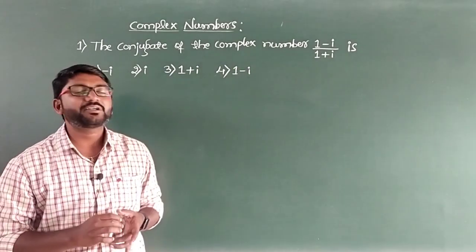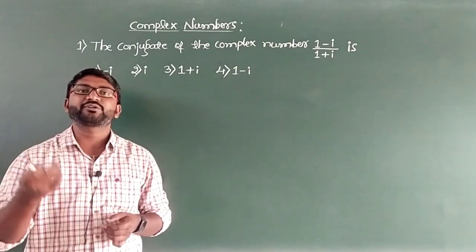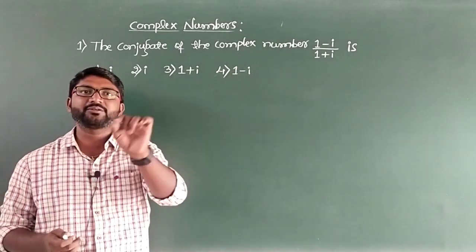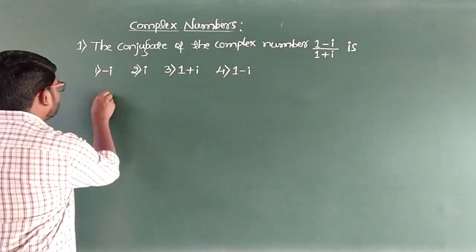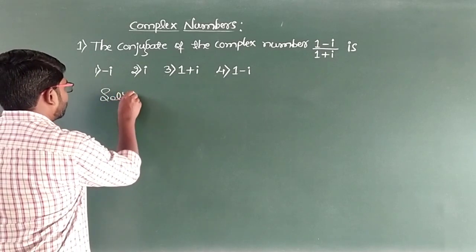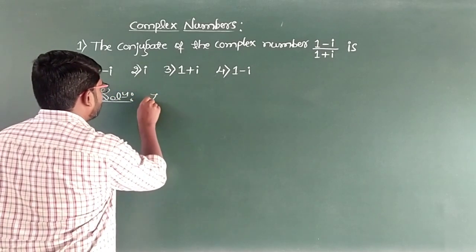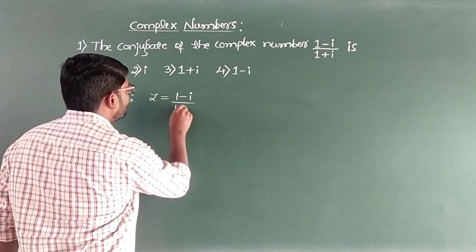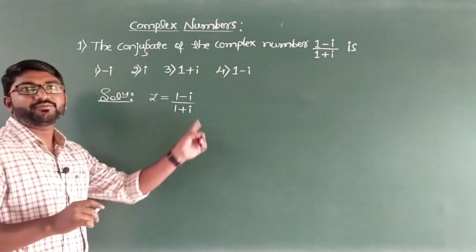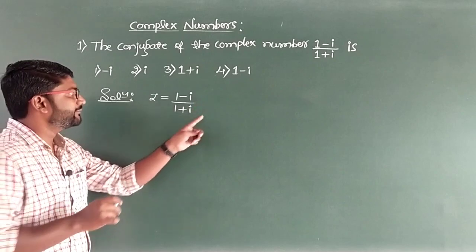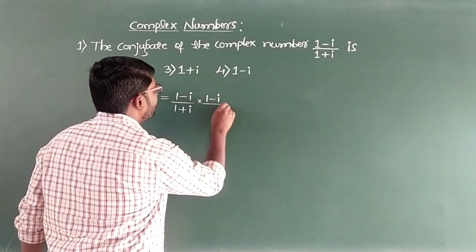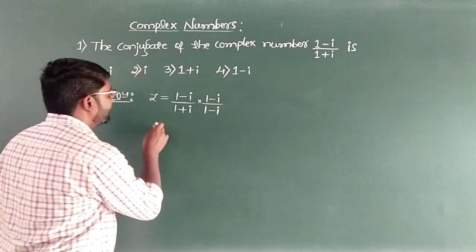So they have given the complex number and we have to find its conjugate, means we have to find z bar. If this is the complex number z, we will have to find z bar. So let us take z which is equal to (1 minus i) divided by (1 plus i). Let us go for rationalization, multiplying and dividing by the opposite sign of the denominator. So we get (1 minus i) divided by (1 minus i).